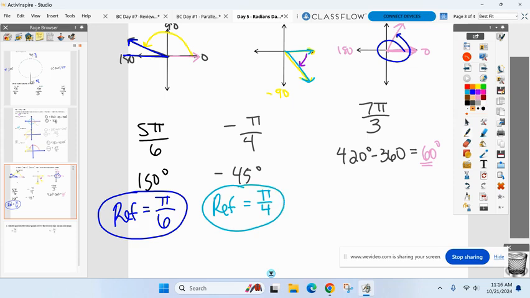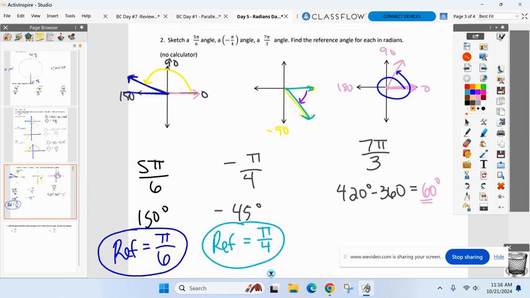Given your actual angle, what the reference angle would be? What about this last one, 7 pi over 3? What would be my reference angle here? 60, which is also the same as pi over 3. Okay, you guys seeing what I'm talking about here?